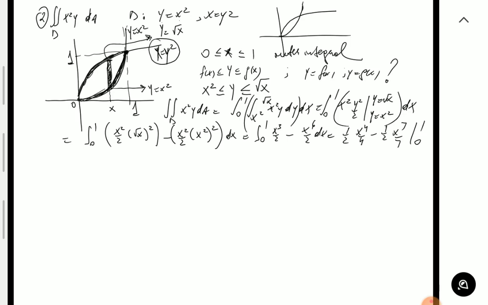Plug in 1, that makes it 1 over 8 minus 1 over 14. Common denominator, 14 minus 8, that's 6, over 8 times 14. We can simplify by 2. And then I get 3 over 56.